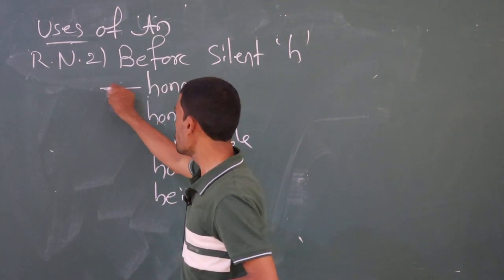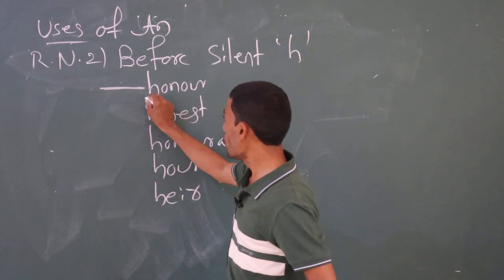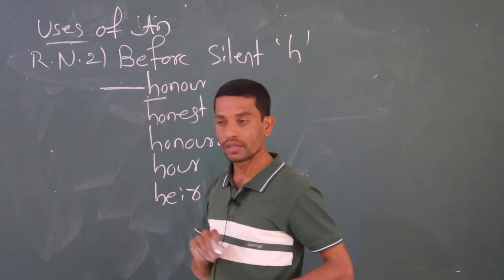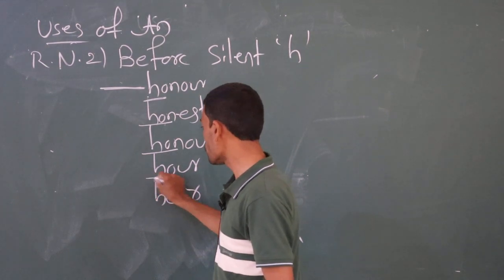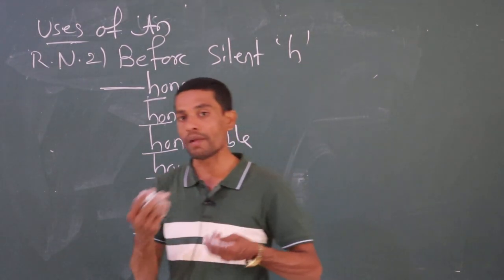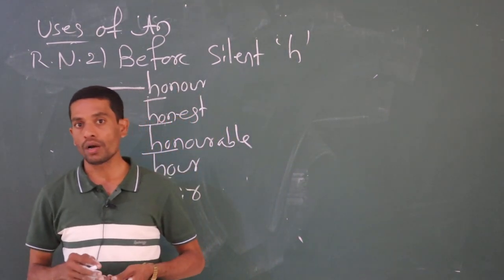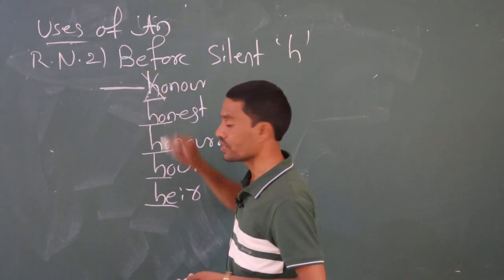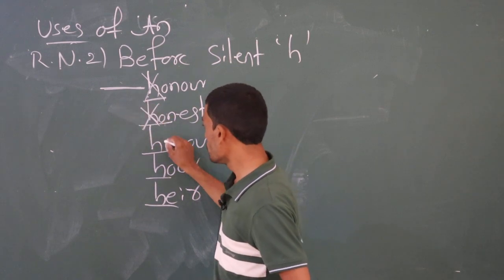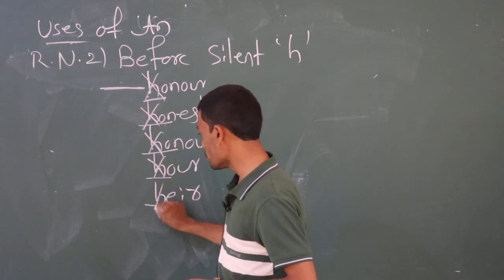So just observe these words. Actually these words start with a consonant. But while pronouncing these words we have to mute the H. We should not pronounce the H. So here the H is going to be silent, and here also the H is going to be silent.